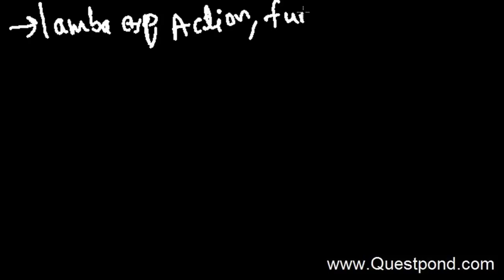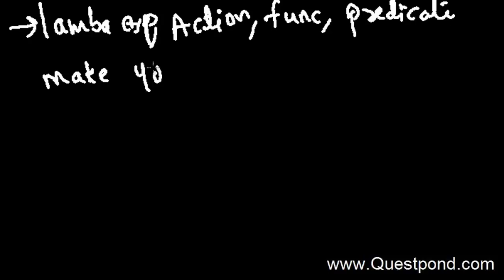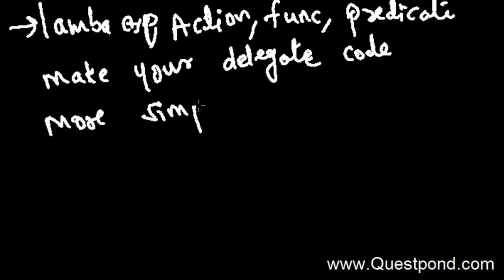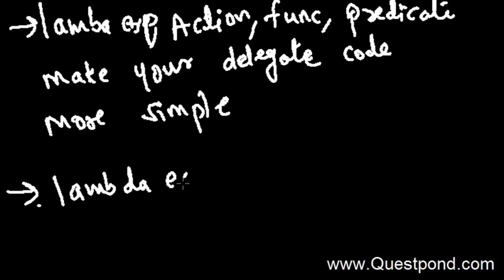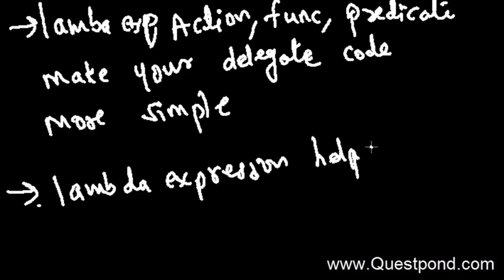Now the first important place where you will be using these four principles is when you want to make your delegate code shorter, sweeter, and simpler. So one of the places where you will be using Lambda expressions, action generic delegate, func generic delegate, and predicate generic delegate is when you want to make your delegate code simpler. We're going to see a demonstration of the same later on.